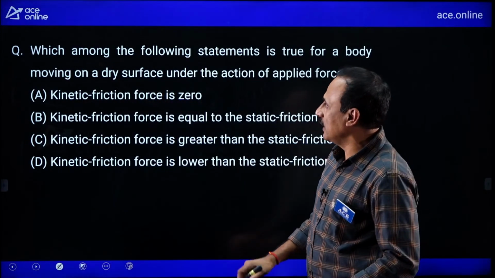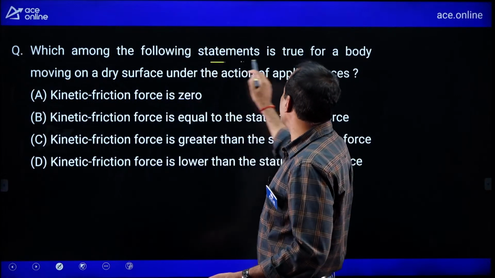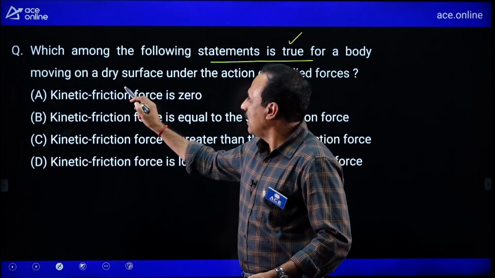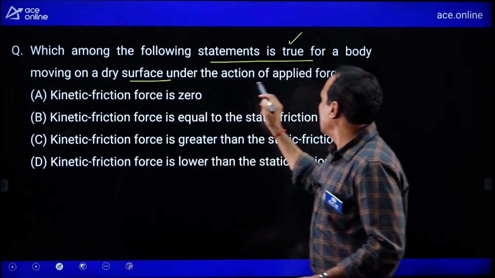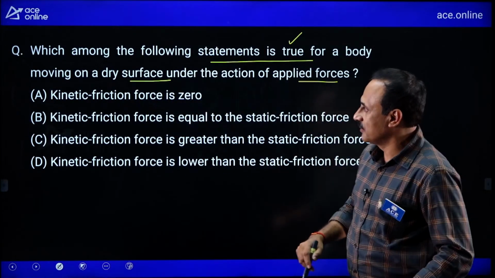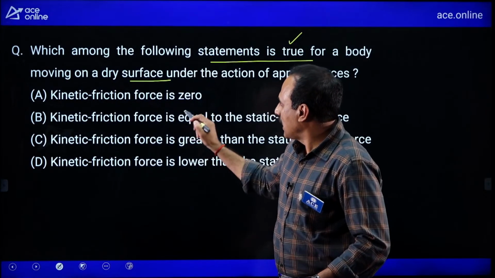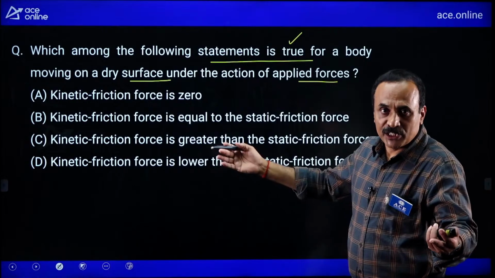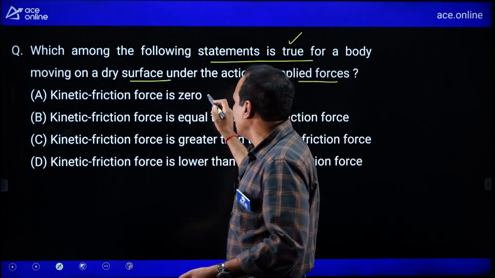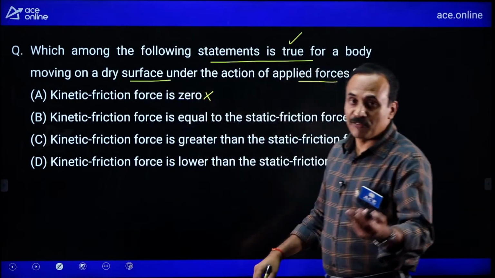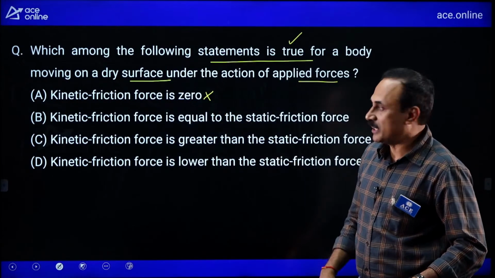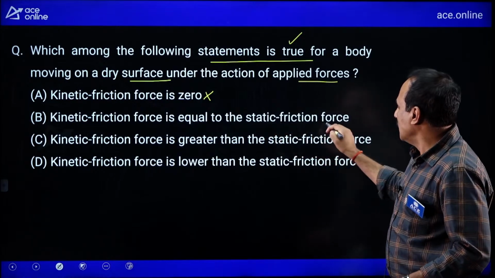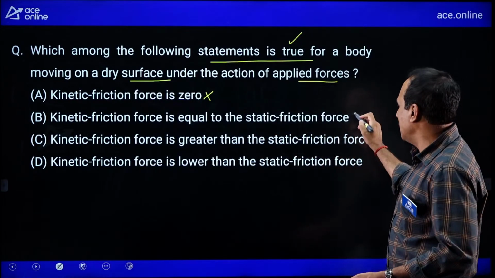నెక్స్ట్ క్వశ్చన్ చూడండి. విచ్ ఆర్ ది ఫాలోయింగ్ స్టేట్మెంట్స్ ఈజ్ ట్రూ స్టేట్మెంట్ అడుగుతున్నాడు. For a body moving on a dry surface under the action of applied forces. So kinetic friction is 0. డ్రై సర్ఫేస్ పైన కైనెటిక్ ఫ్రిక్షన్ 0 అని చెప్పలేము, ఎందుకంటే డ్రై అన్నాడు, స్మూత్ సర్ఫేస్ అనలేదు. స్మూత్ అయితే ఫ్రిక్షన్ ఇస్ 0. సో కైనెటిక్ ఫ్రిక్షనల్ ఫోర్స్ ఈక్వల్ టు స్టాటిక్ ఫ్రిక్షనల్ ఫోర్స్ చెప్పలేము.